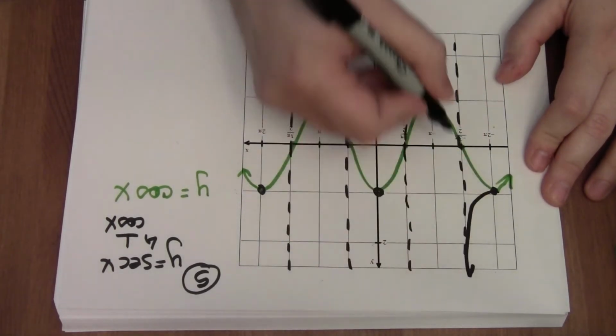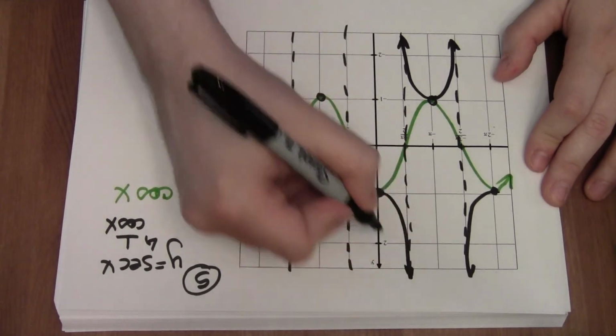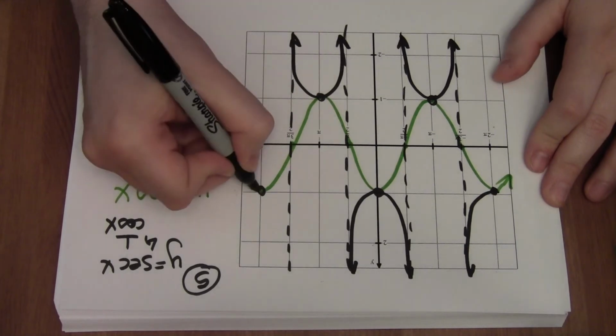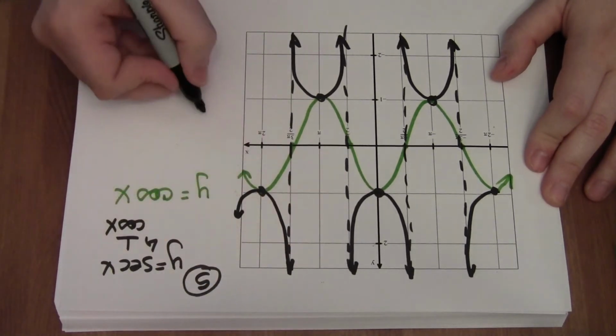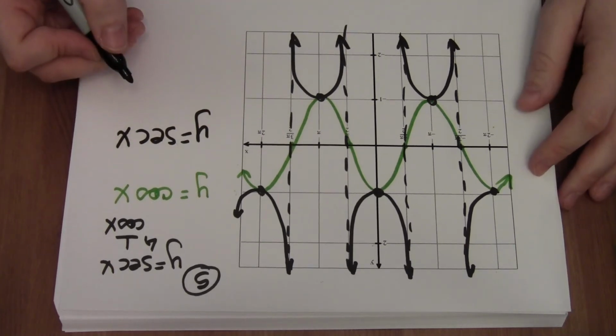Connecting dots. Not really connecting the dots, rather drawing in the curves. Sorry about that. Secant of x will look something like this. Again, if you can just create it by using your cosine function, that'll be just fine.